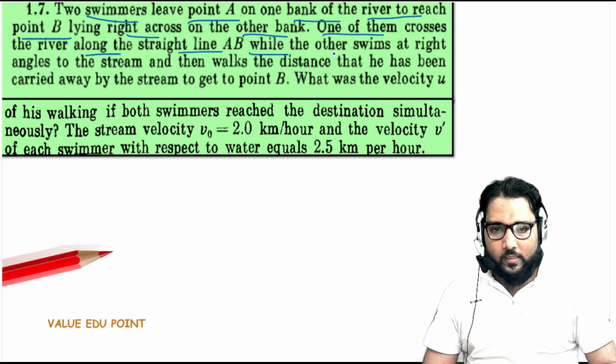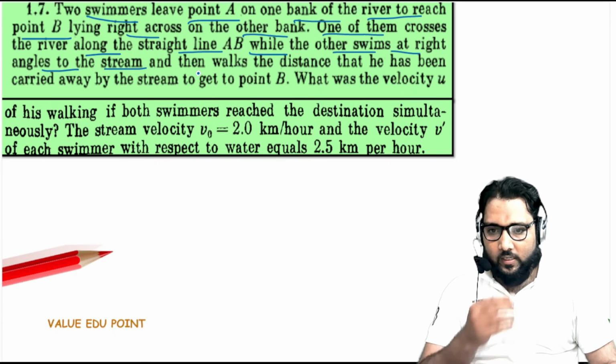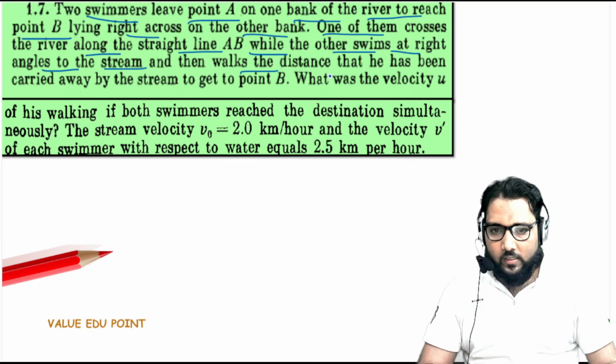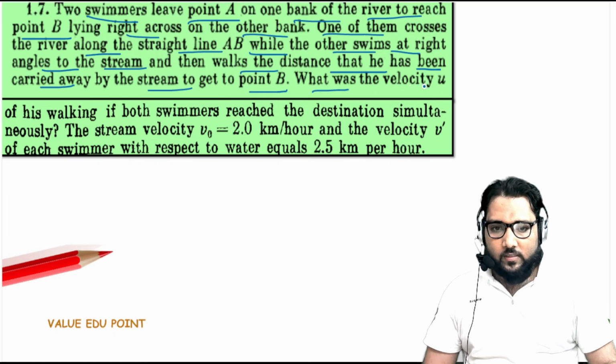Okay, while the other swims at a right angle to the stream, then walks the distance that he has been carried away by the stream to get to point B. What was the velocity u of the one who is walking if both swimmers reach the destination simultaneously? The stream velocity we know is 2 km/h, and the velocity v dash of each swimmer with respect to water is equal to 2.5 meter per second.